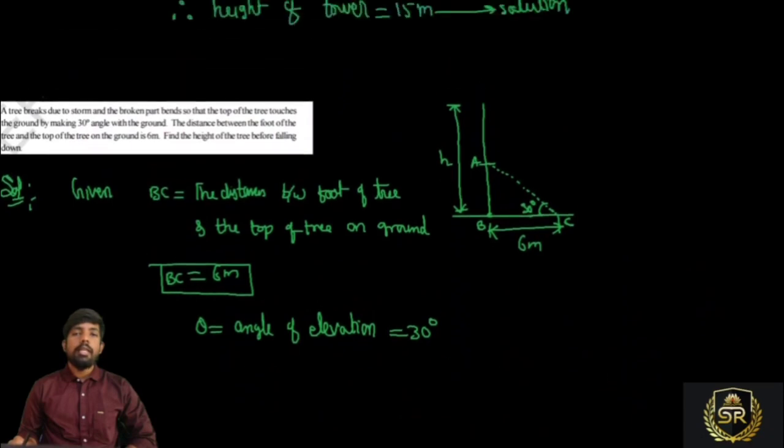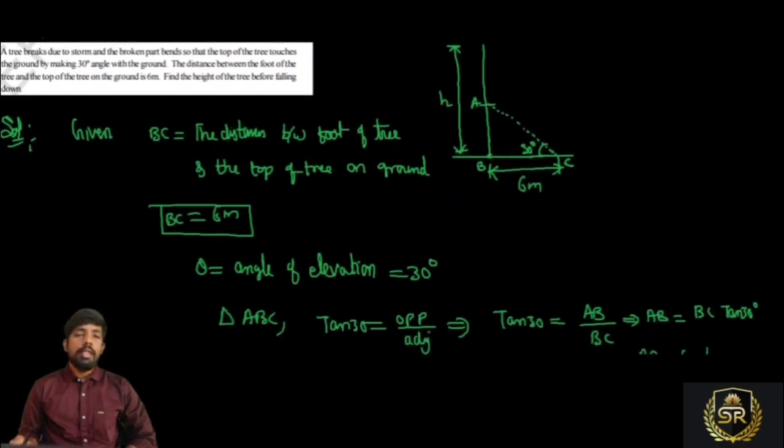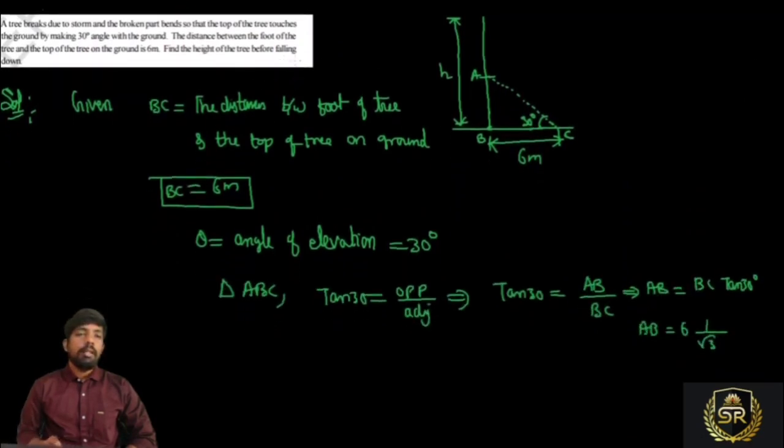Now what is being asked? Height of the tree before falling. Initially this is AB and this is the hypotenuse. That is the part which breaks and falls. So this part we call the hypotenuse, the same part. Initially, before falling, this is actually the AC part. After falling, the AC part comes into the hypotenuse form.